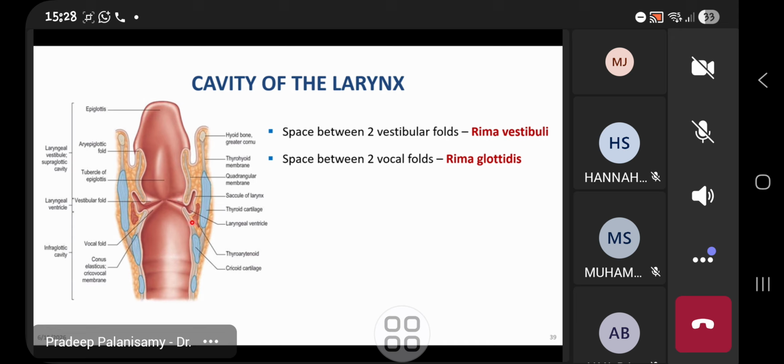The lower folds, what you see here, are the true vocal folds. These are the vestibular folds, or the false vocal cords. The space between the two vestibular folds is called rima vestibuli, and the space between the two vocal folds is called rima glottidis.